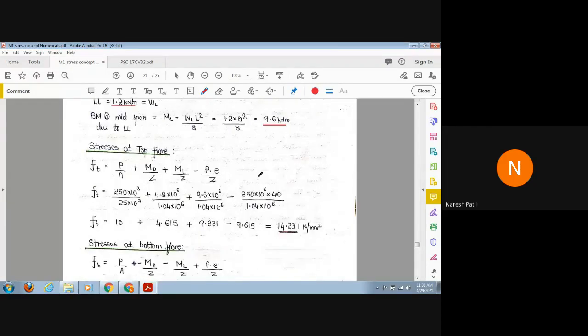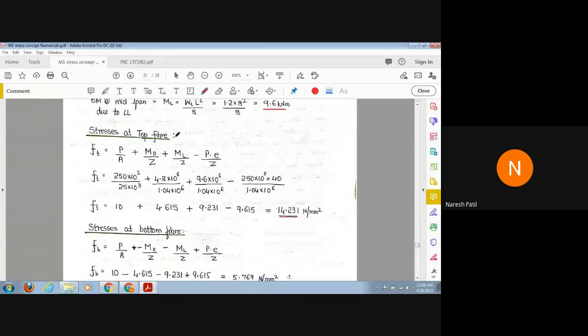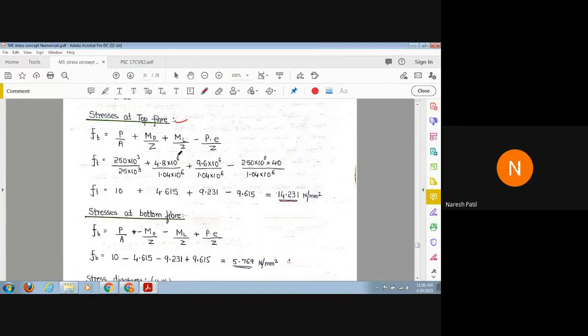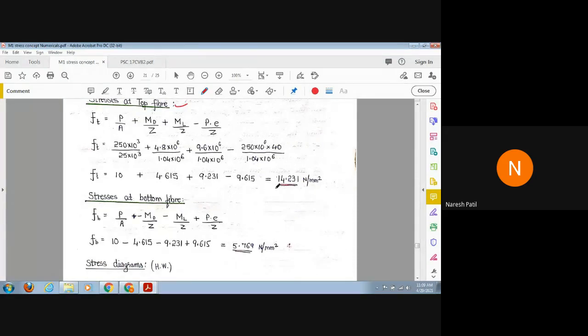Okay. Next, we have stresses at top fiber. As I told you, the standard equation with respect to the stress distribution, P by A plus MD by Z plus ML by Z minus P e by Z. So calculate one by one. Okay, so we get the top fiber stress as 14.231 Newton per mm square. P, the prestressing force is given. We have area. Then MD, we have calculated according to the self weight. ML, live load is given. P into e, P is given. Eccentricity is given 40 mm. With respect to that, find out the top fiber stresses.